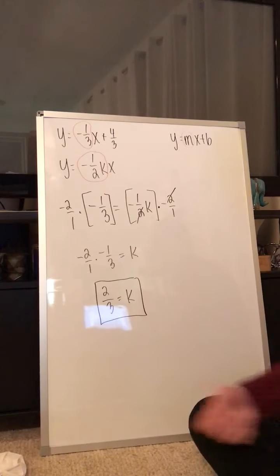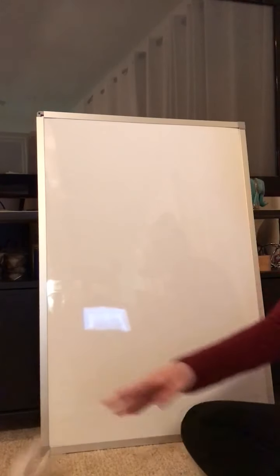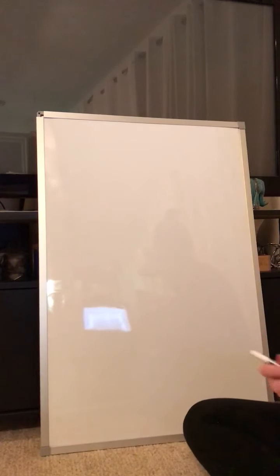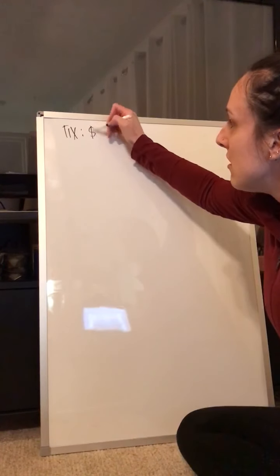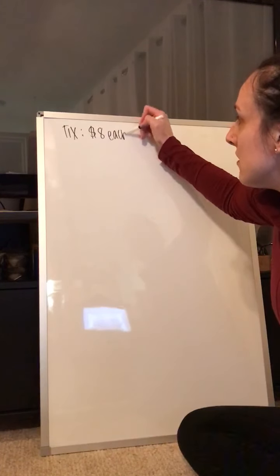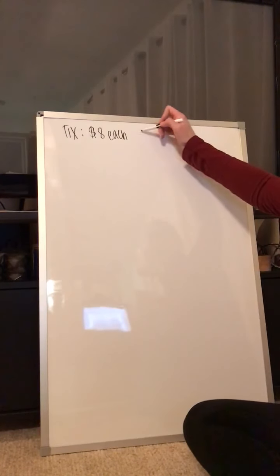All right, so that will hopefully help you with the problem that a couple people asked me about on that worksheet. The last problem I'm going to do is an application. We're going to be talking about a movie theater. A movie theater sells tickets for $8 each, with seniors receiving a discount of $2.